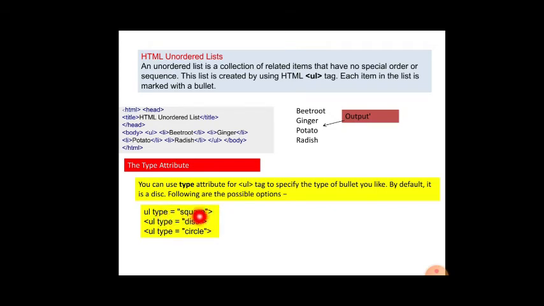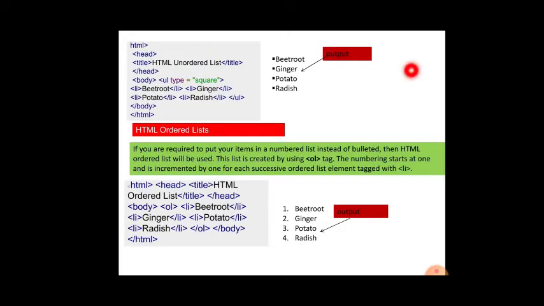So UL type equal to square, you get the square bullet, and UL type equal to disk, you get a dot, and circle is just a circle with nothing inside. You can see here I have given square. So this is the square, you have got the square bullets. Again, the same UL type equal to square is given, so you got the square bullets.